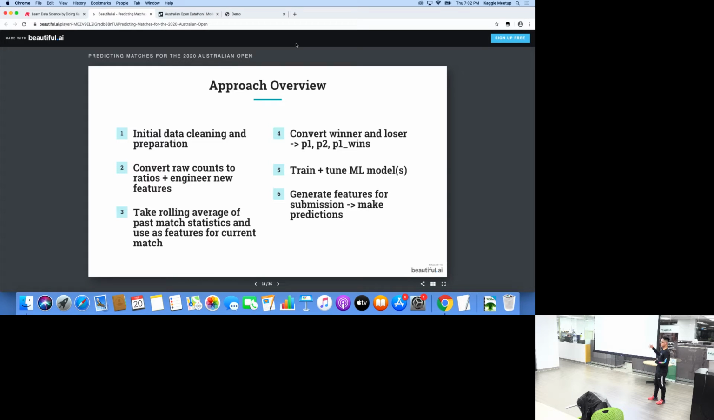After that, it's relatively straightforward: just feed all your data into a machine learning model. Then step 6 is more of a practical thing that I'm not going to be talking about, mainly because it's kind of annoying and I don't think we have enough time. But hopefully you'll have enough information to figure out what you need to do. The last step will be to generate features for your submission, then make your predictions as well. But I won't really be going into that.